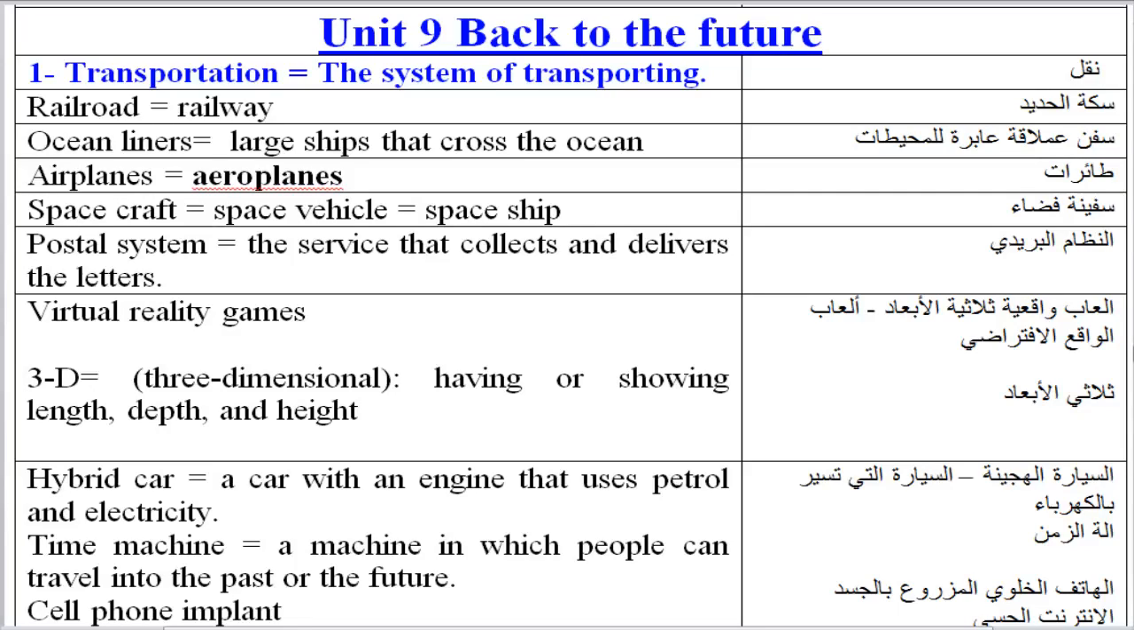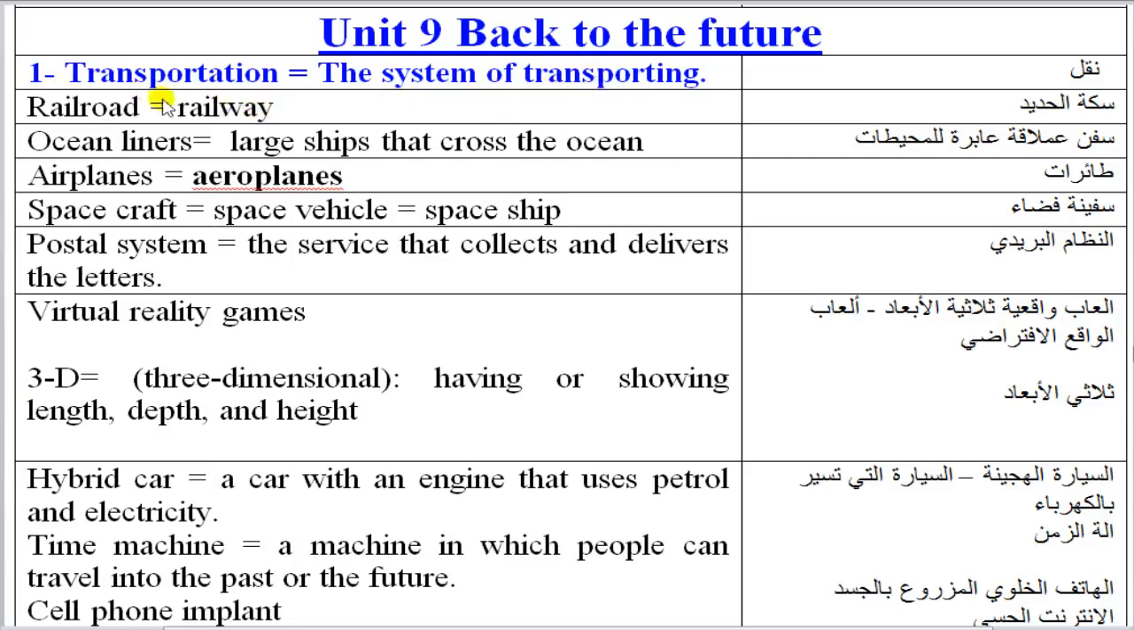Today we're going to take unit number 9, Interchange 2, 4th edition. Unit 9 part 1. This video will include vocab book words, their meaning in English and Arabic. Also, we're going to have the explanation and the answer for the exercises. Let's start. Unit 9. Back to the future.